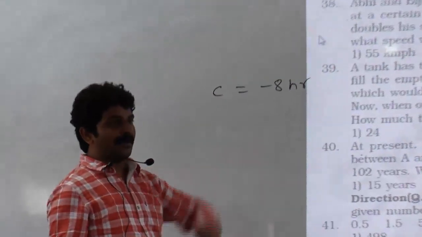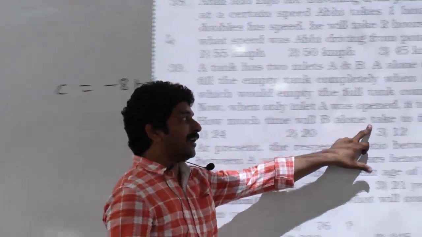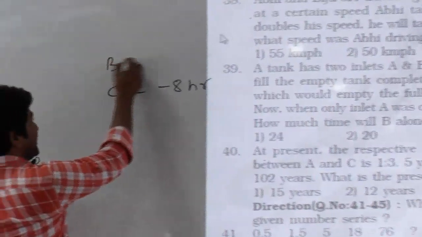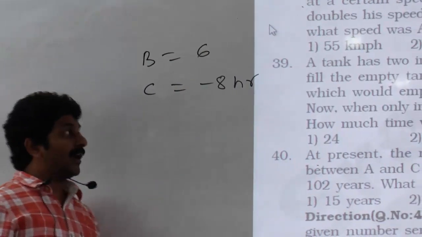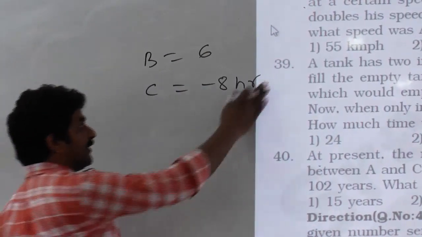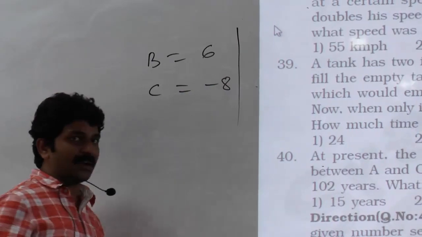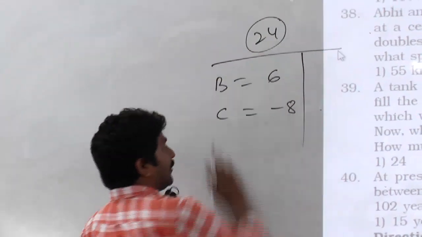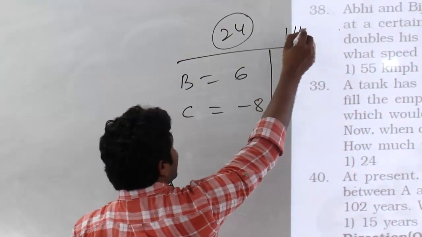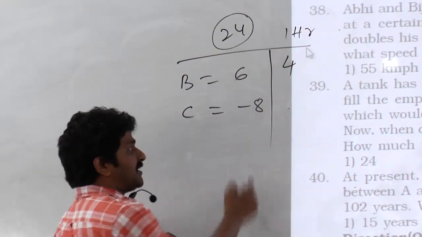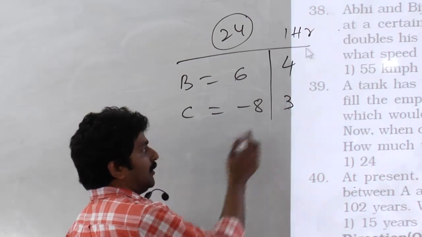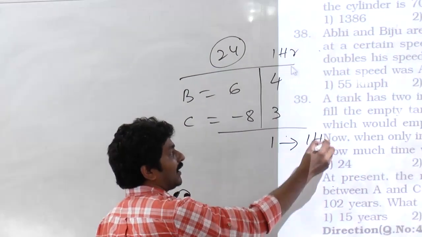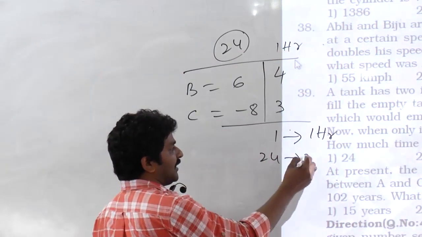Now if B is open, how much time will B alone take to fill the empty tank completely when leakage is open? B alone takes 6 hours to fill the tank, and now leakage is also open. Leakage can empty the full tank in 8 hours. Let's go for units. LCM 24. Per hour work, B can fill 4 units and C can empty 3 units. Together can fill 1 unit in 1 hour. To fill 24 units, it needs 24 hours.